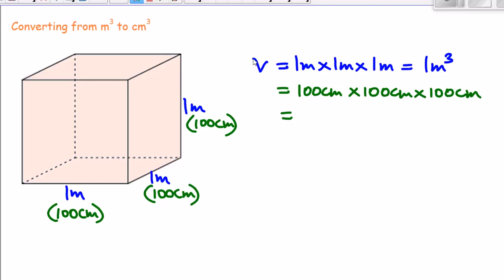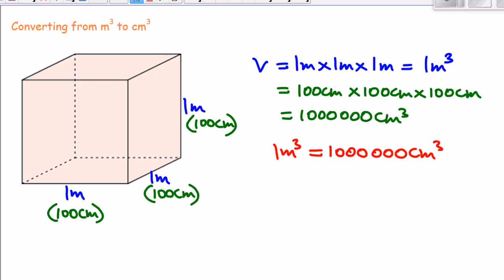which will give us a million. So that will give us 1 million centimeters cubed. So basically what that means is that 1 meter cubed is equal to 1 million centimeters cubed.